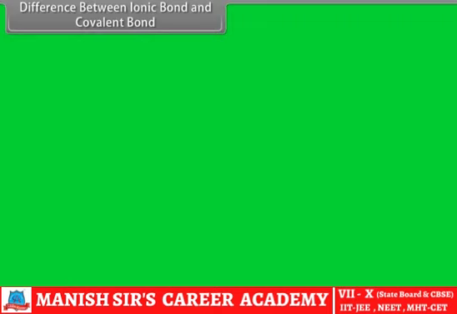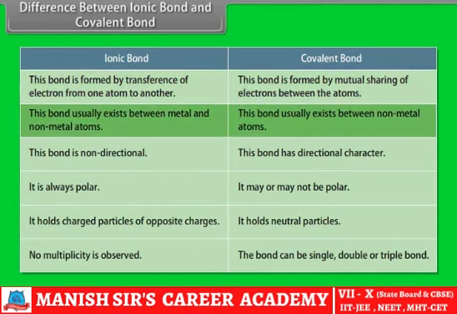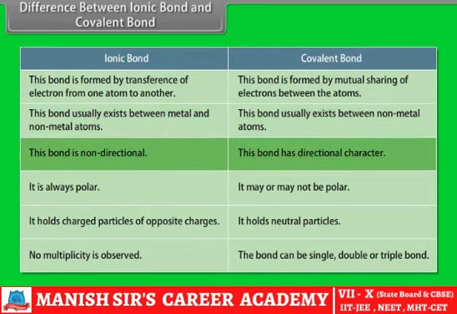Differences between ionic bond and covalent bond. Ionic bond is formed by transference of electrons from one atom to another, whereas covalent bond is formed by mutual sharing of electrons between the atoms. Ionic bond usually exists between metal and non-metal atoms, whereas covalent bond usually exists between non-metal atoms. Ionic bond is non-directional, whereas covalent bond has directional character.